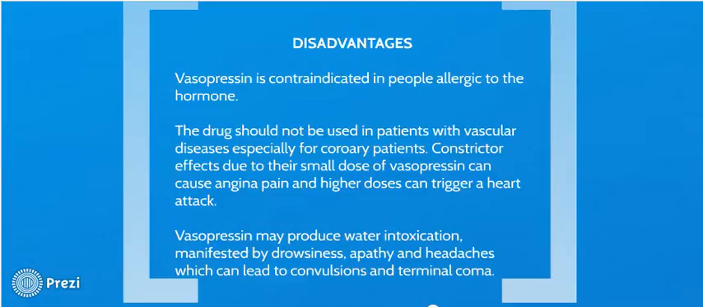Disadvantages. Vasopressin is contraindicated in people allergic to the hormone. The drug should not be used in patients with vascular diseases, especially coronary patients. Constrictor effects, even at a small dose of vasopressin, can cause angina pain, and higher doses can trigger a heart attack. Vasopressin may produce water intoxication manifested by dizziness, apathy, and headaches, which can lead to convulsions and terminal coma.